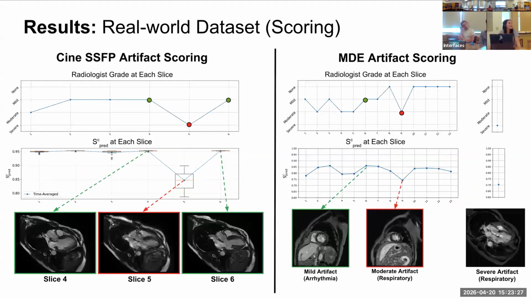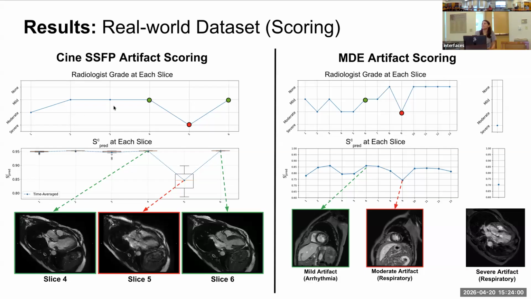All right, now my favorite part. This is the real world data. This is the stuff that matters, right? We can't just check on synthetic data. So basically what you're looking at here, we'll start on this side. These are the scores by slice. None up here basically says there's no artifact, where severe is the worst, so the lower, the more severe, and the same kind of scale for the predicted SSIM. So this is basically what the neural network predicted.